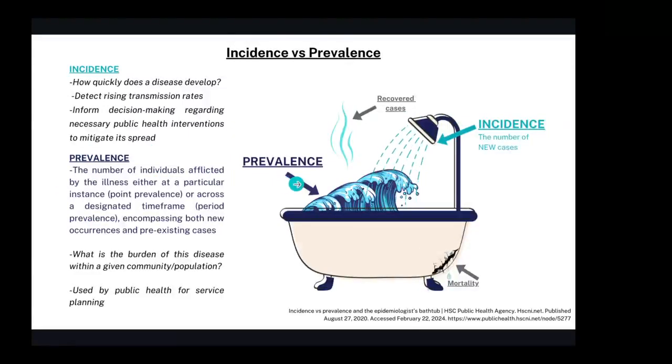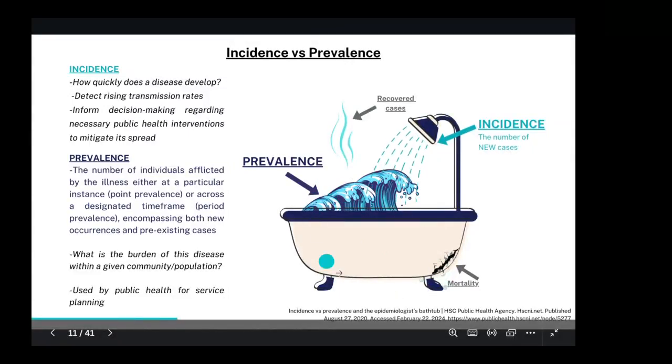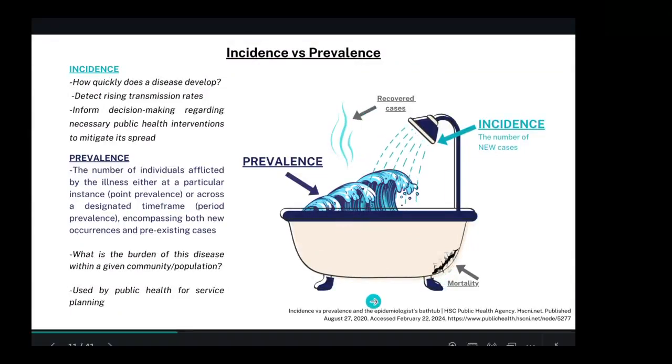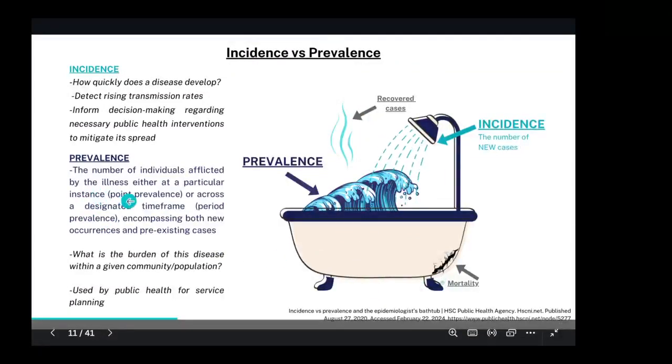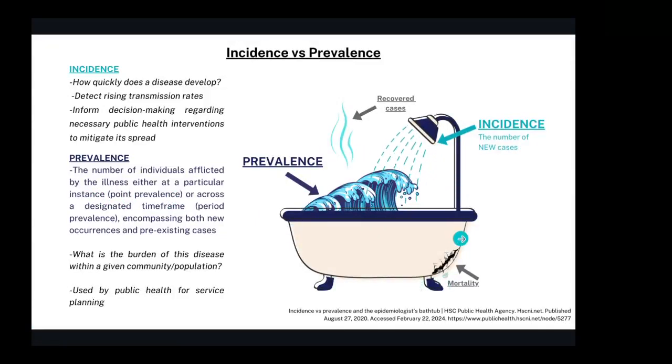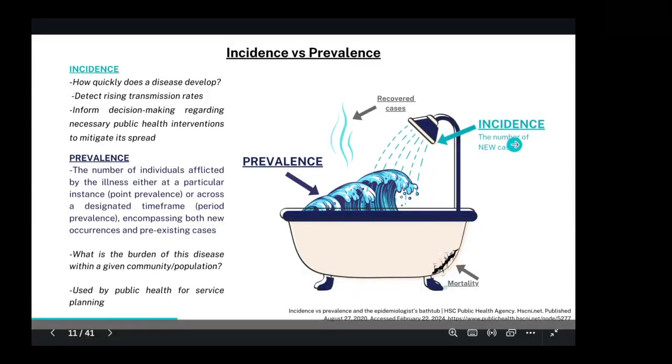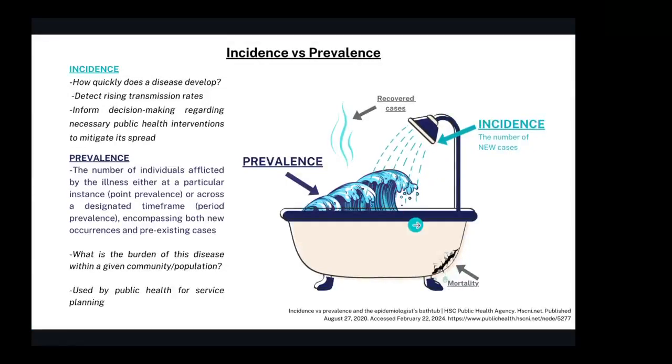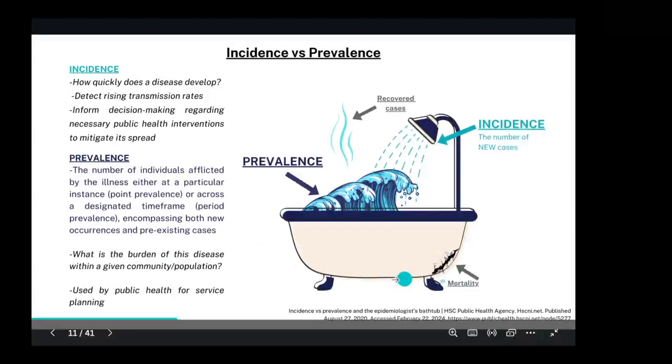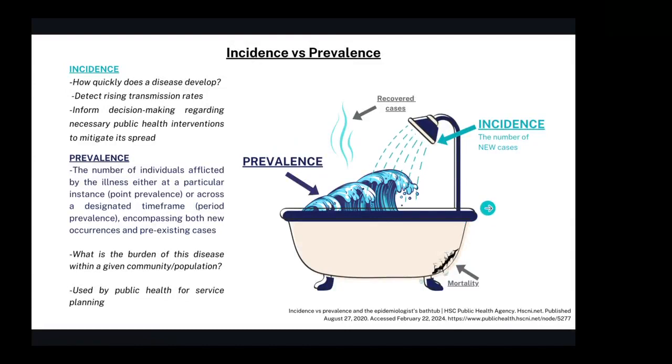Okay. Prevalence is the number of cases that are already present within a given population, right? So they're already afflicted with an illness, either at a particular instance, at a particular point, which is known as point prevalence, or across a designated time frame, which is known as a period prevalence, okay? So the prevalence takes into account new cases as well as pre-existing cases, whereas the incidence only takes into consideration new cases, okay? The prevalence helps us to determine the burden of a disease within a given population, and it's used by public health for service planning.